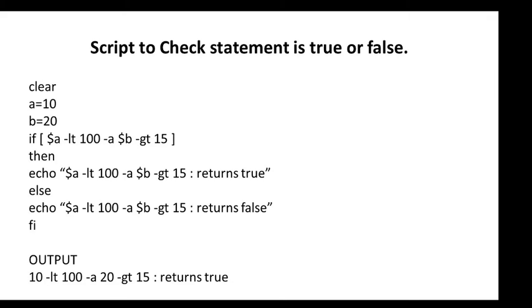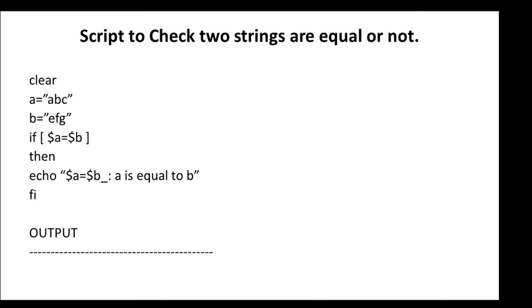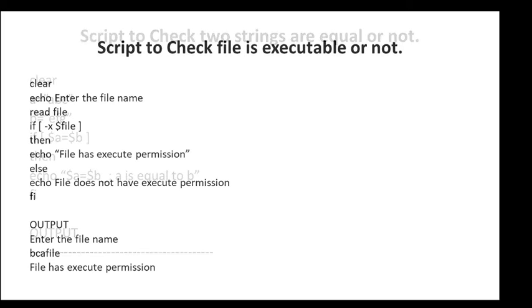That is, 10 is less than or equal to 100 and 20 is greater than or equal to 15. This returns true, then the statement is true. Next example, script to check whether two strings are equal or not. Clear, I think we have discussed this example.